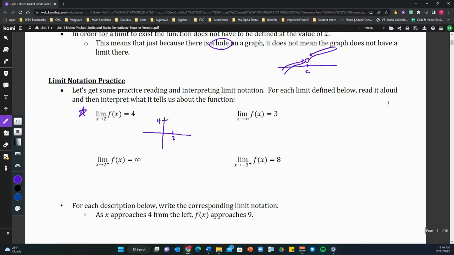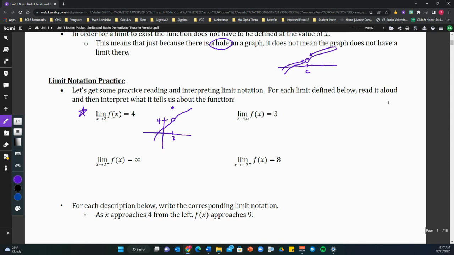So what we don't know for sure, just based off this limit notation, is whether that point is a hole or a defined point. So the graph could look like this, where there's a hole at the coordinates (2, 4). It could be a solid dot, so a defined point at (2, 4). Or it actually could be something really crazy where there's a hole here, but the point is defined elsewhere, like in a piecewise function.